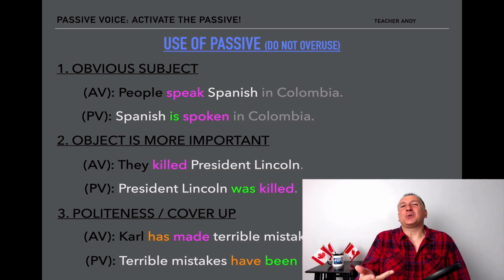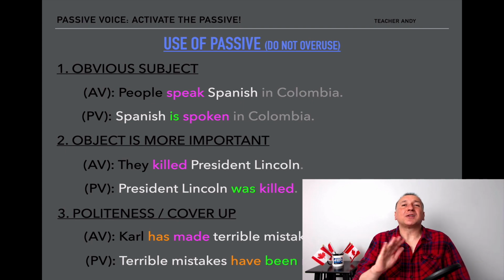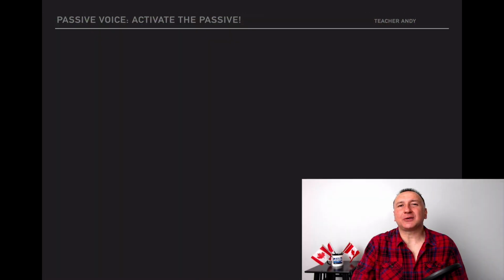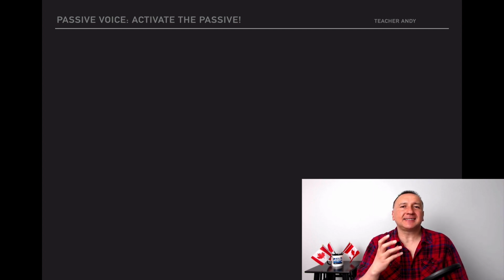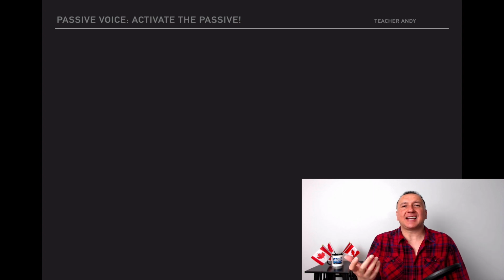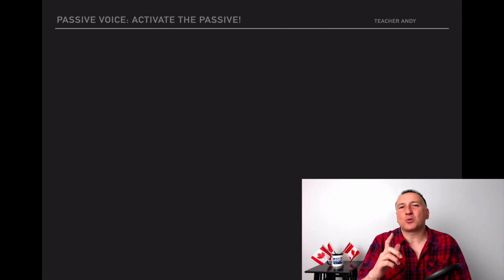And again, number 3, when you want to be polite or you don't want to mention the subject. Let's go on. When learning your English, it is very important to always try to think about a topic connected to what you're learning. For the passive voice, we have been doing lots of exercises, but now we're just going to focus on one specific topic, and this topic is gorillas.